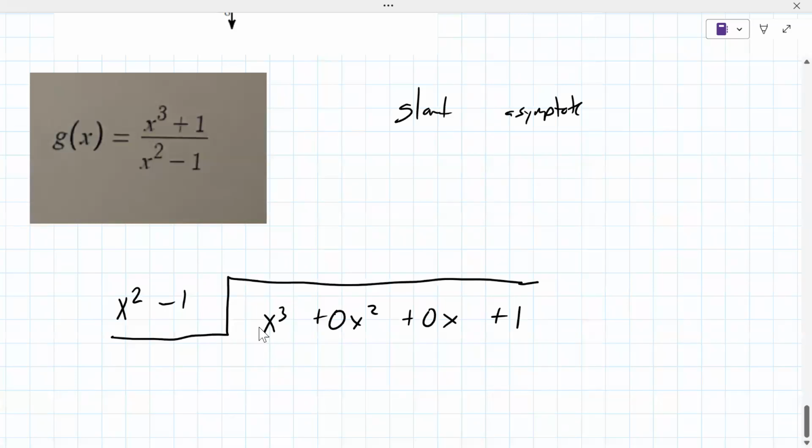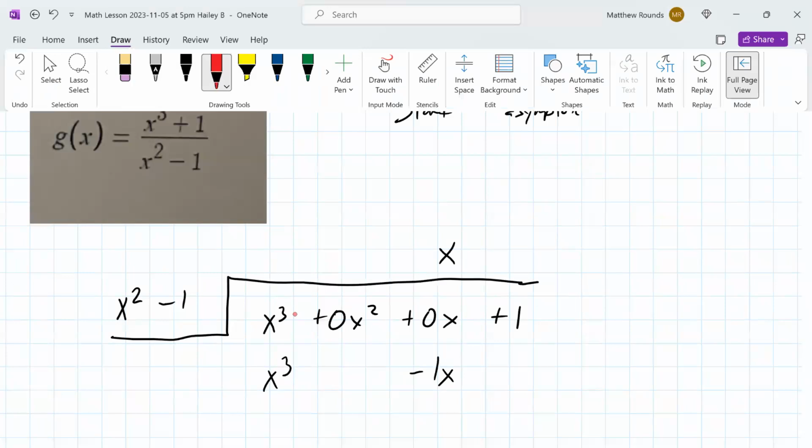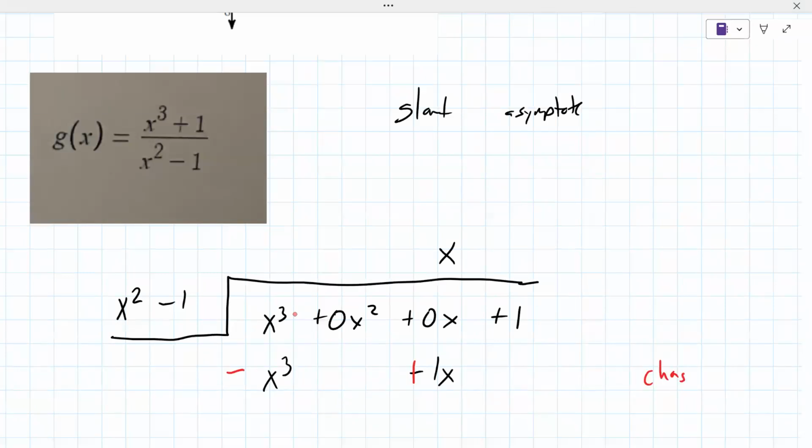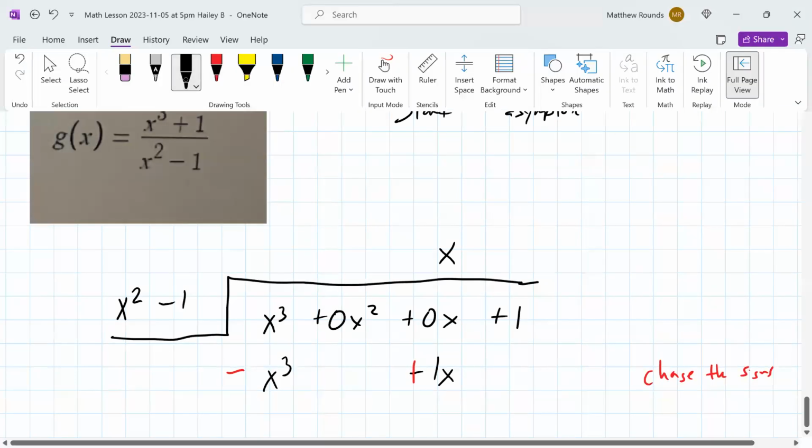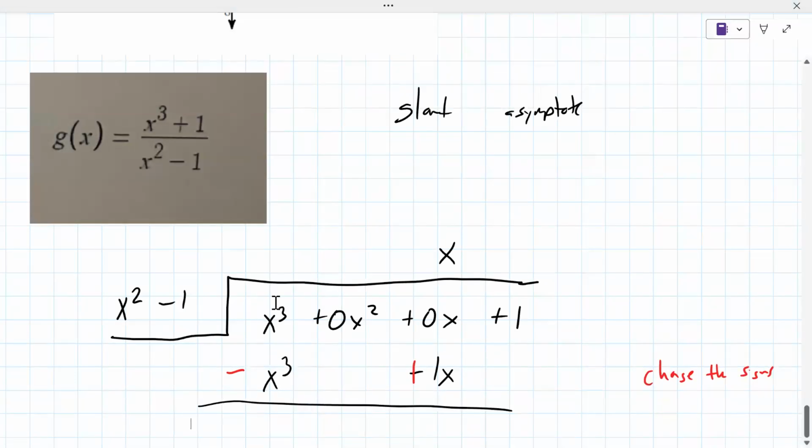You want to get rid of this x cubed. So I always look at it like, what do I multiply x squared by to get x cubed? By an x. So that becomes x cubed minus 1x. And then it's very important that you change the signs. That way you're adding rather than subtracting. And it should always be the case that it cancels in the first position.